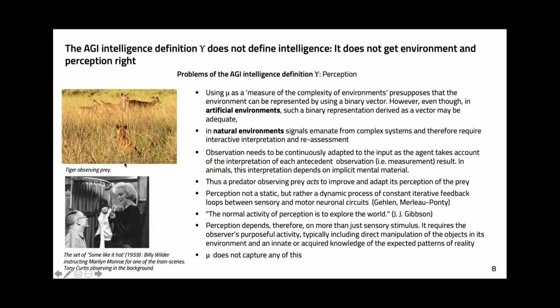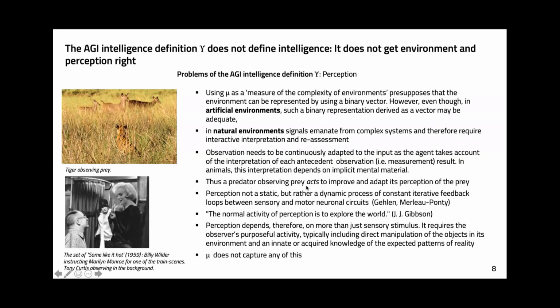Also in animals, this interpretation depends on previously experienced mental material, so memories. For example, this tiger observing the prey does actually update its observations all the time. It does active perception. I think it's a female tiger. If there were a puppet next to a young tiger, the young tiger would not be as good at observing those prey animals, because it has less experience. So the experience stored in the memory of the tiger also helps it to react better to what the animals are doing and to single out, for example, one animal to hunt down.